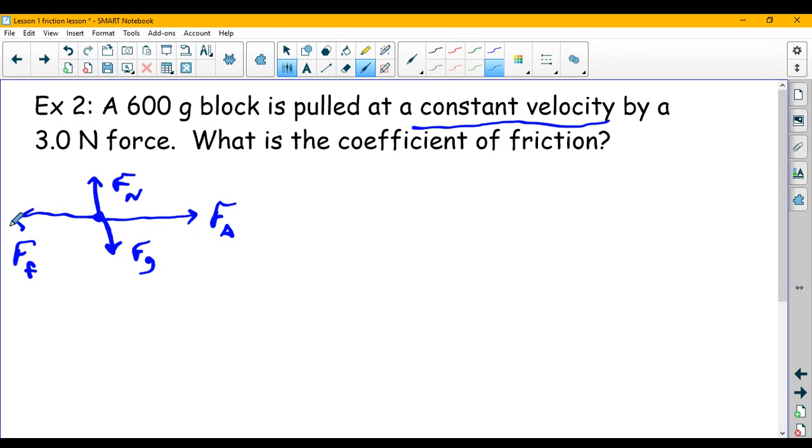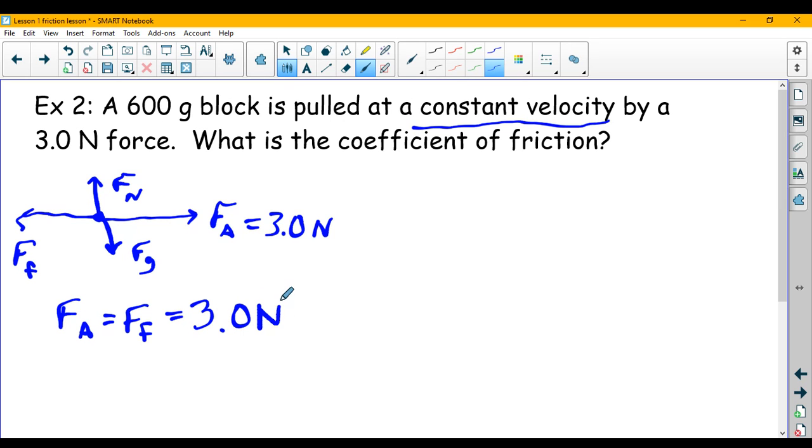I don't know if I drew them totally equal, but they're supposed to be the same length, the friction and the applied force. This is really important because if I didn't notice those words constant velocity and I didn't understand what they meant, I wouldn't realize that I know not only the applied force, but I know the friction force too. It's a constant velocity by a 3 Newton force. That means the applied force is 3 Newtons. It also, though, means because it's a constant velocity, the friction force is 3 Newtons. And if I didn't catch that, I'm in trouble. I'm going to spend a lot of time staring at this question, wondering how the heck I can do it.